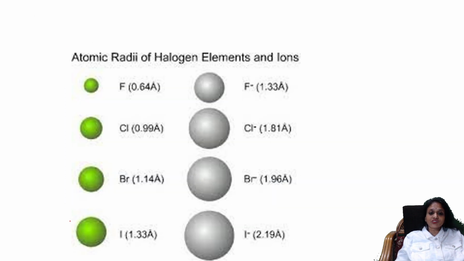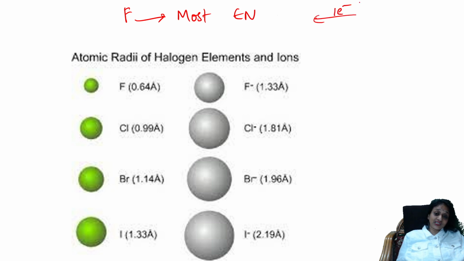Let's see. First of all, fluorine is the most electronegative atom. Most electronegative. So what will it do? It will always try to take one electron. Because of this, what will happen, students? It can only show a -1 oxidation state.